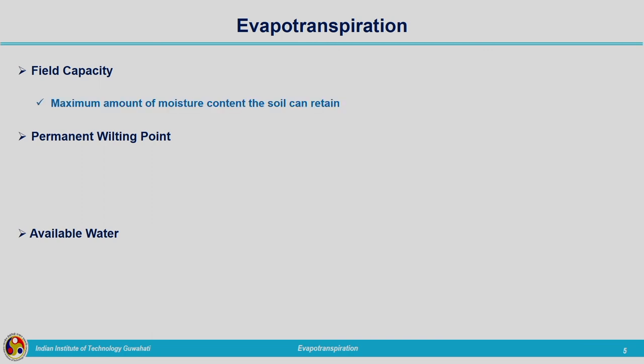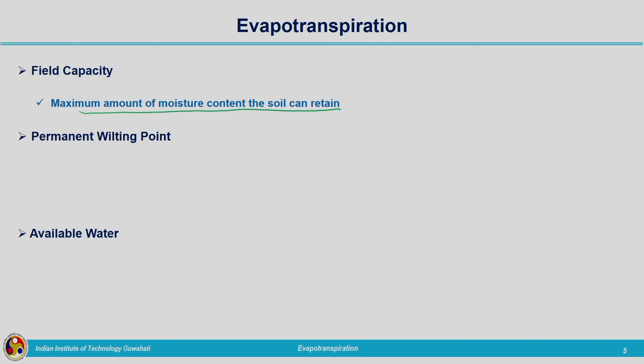Related to this, we need to have knowledge about two different terminologies. One is field capacity and the second one is permanent wilting point. Based on this field capacity and permanent wilting point, we can quantify how much is the available water. What is meant by field capacity? Field capacity is the maximum amount of moisture content the soil can retain. We will be watering the surface.